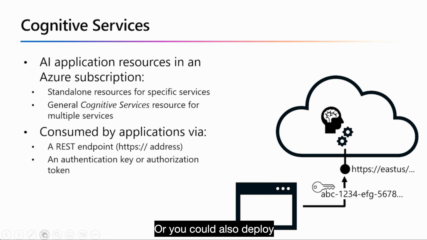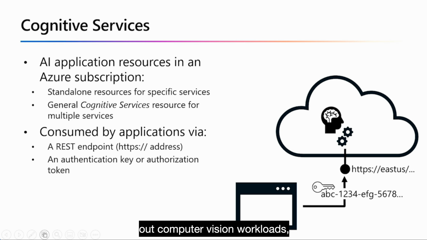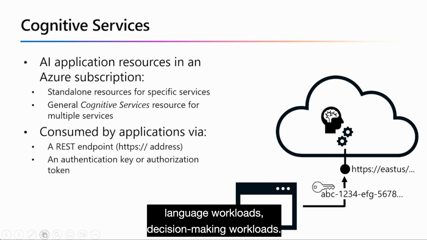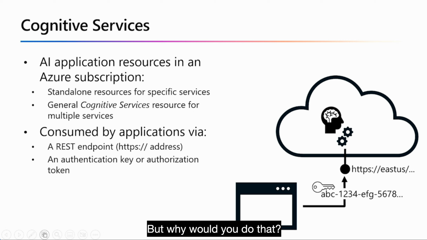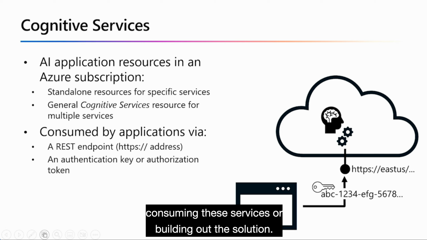Or you could also deploy a general cognitive services resource, which encapsulates multiple services. And you could use that same service to carry out computer vision workloads, speech workloads, language workloads, decision-making workloads. But why would you do that? There is no right or wrong method of consuming these services or building out the solution.